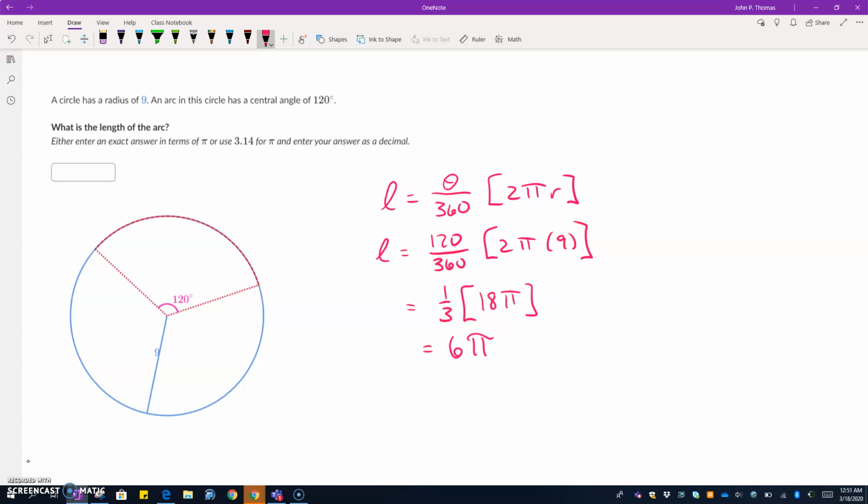Now it says either enter an exact answer in terms of pi or use 3.14 for pi and enter your answer as a decimal. So the other acceptable answer for this one would be 6 times 3.14. Now 3.14 times 6, I'll need to grab my calculator for that one. So I've got 6 times 3.14, that gives me an 18.84. So the two acceptable answers based on this question would be 6 pi or 18.84.